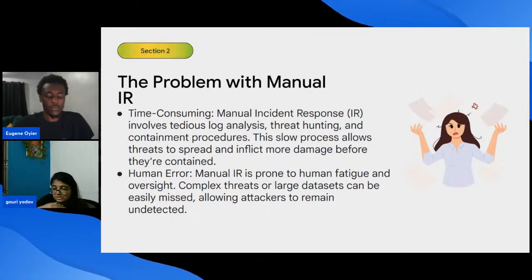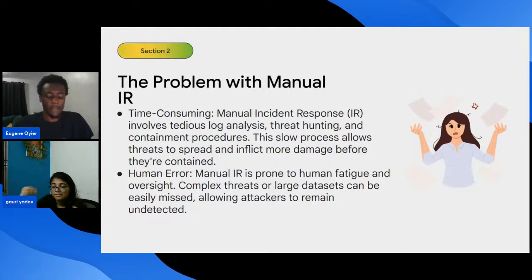We were facing some challenges with manual IR, which was labor intensive, leading to delays, and detecting and responding to incidents was very time-consuming. What were the challenges? Volume of alerts. A security team can be overwhelmed by the sheer number of alerts, increasing the risk of missing critical threats.